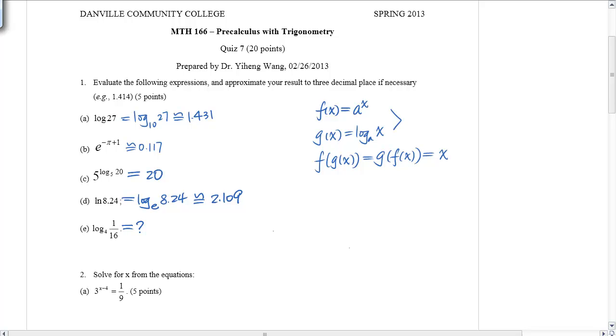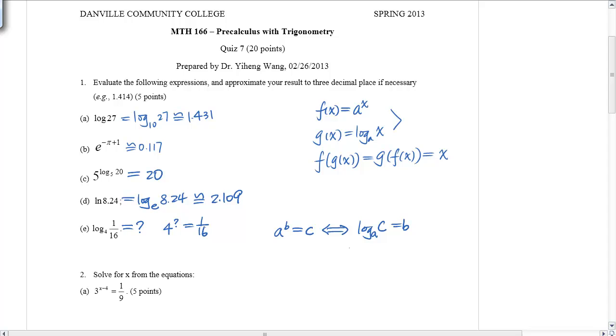If you recall, the exponential expression a to the b power equals c, and the logarithmic expression log base a of c equals b, these two expressions are equivalent to each other. Therefore, to rewrite this logarithmic expression into its equivalent exponential expression, we will have 4 to the question mark power equals 1 over 16.